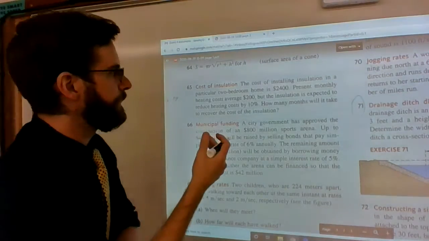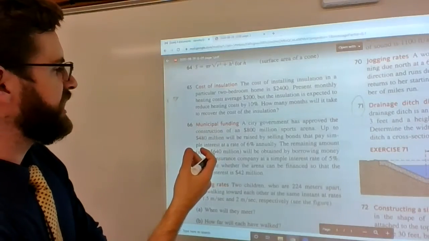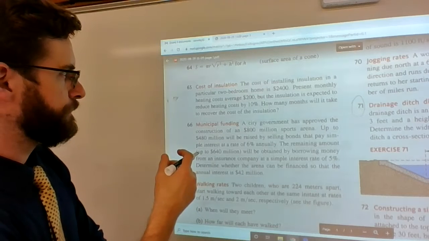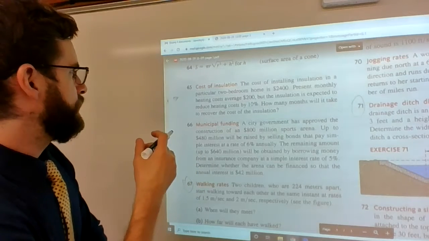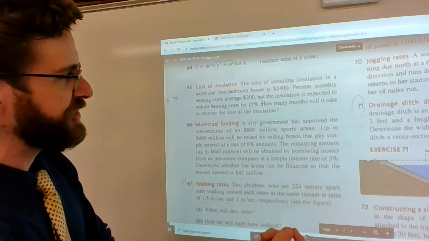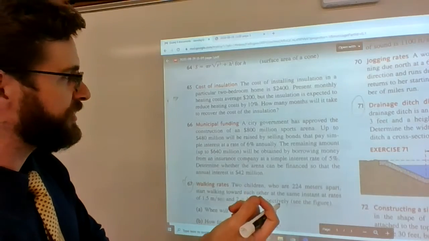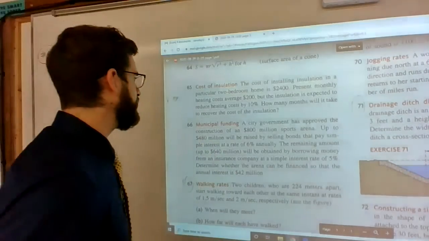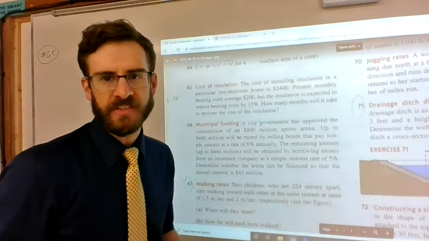So it's talking about the cost of installing insulation in a particular 2-bedroom home is $2,400. The monthly heating costs average $200, but they're saying that the insulation is expected to reduce heating costs by 10%. So the question is, how many months will it take to recover the cost of the insulation?